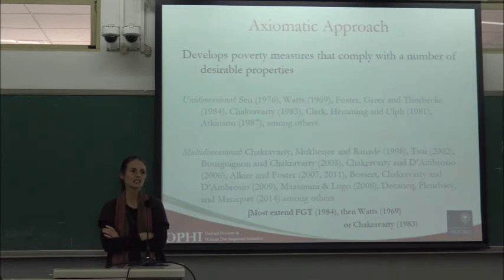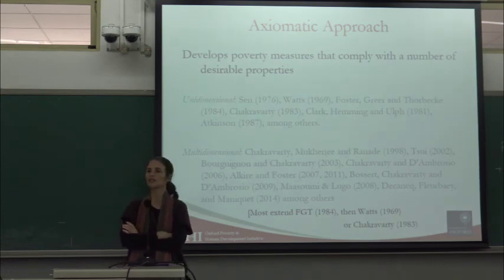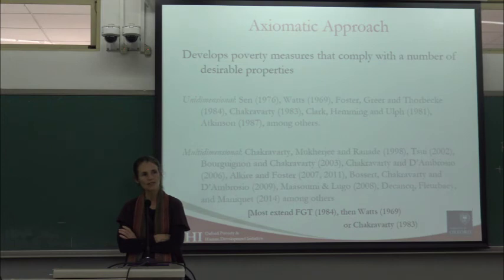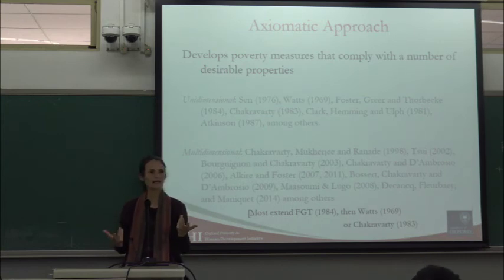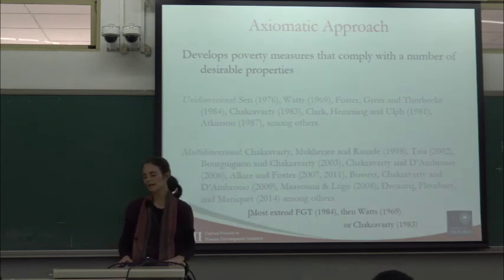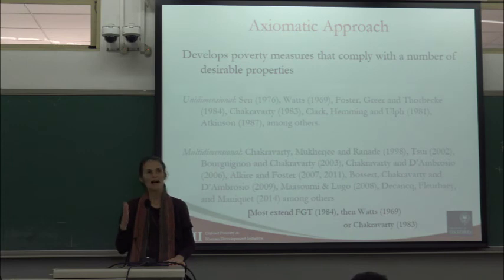So the FGT class of poverty measures is but one in a huge sea of measures that have clearly specified the axioms or properties that they satisfy. And so we call this group of measures axiomatic. And what we mean by that is that we can read and simply find out which properties they satisfy and know with certainty how they're going to behave.